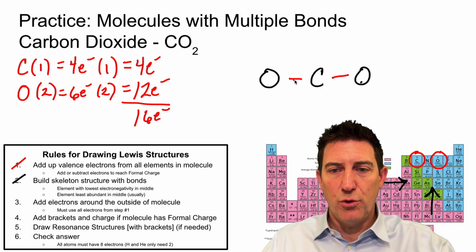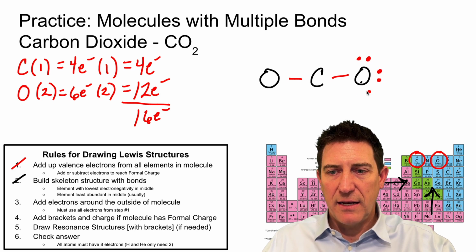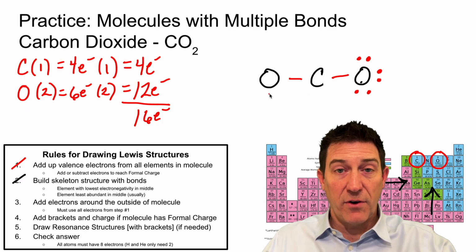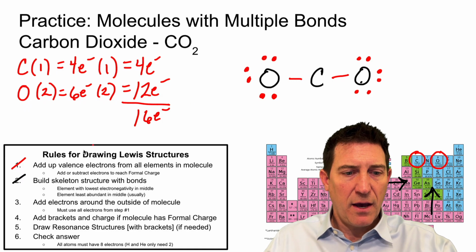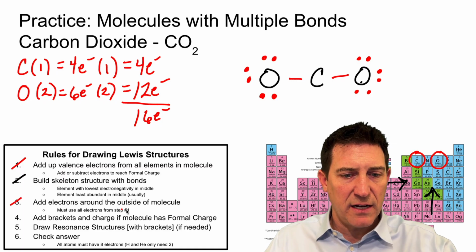I've used 2, 4 electrons, 5, 6, 7, 8, 9, 10. I'm going to come over here and start to fill this up. 11, 12, 13, 14, 15, 16. There we go. I've used up all 16 electrons from step 1.